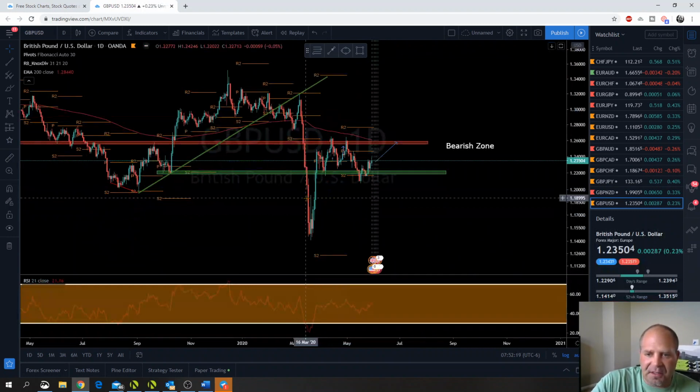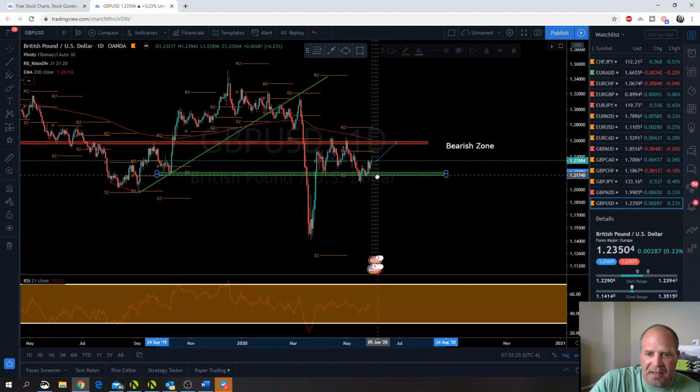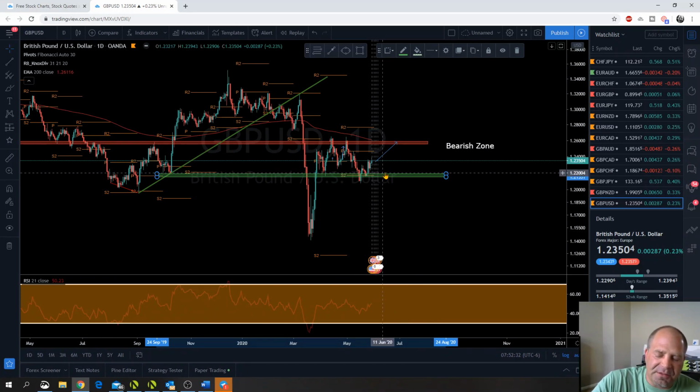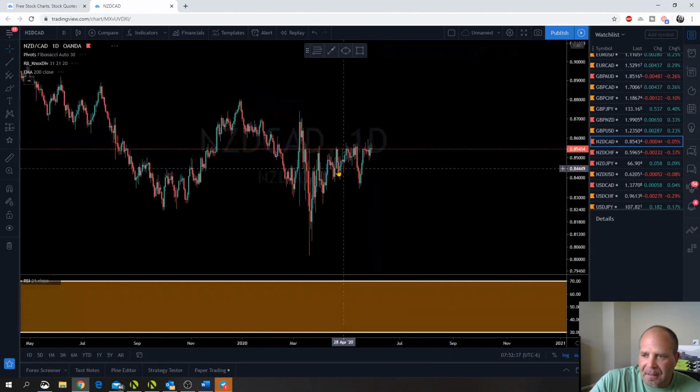British Pound, US dollar, kind of the same thing, but we should have been entering here, and we would have been in a pretty good profitable situation. Right now, I'd wait for it to stretch back down before I would get into this pair long.